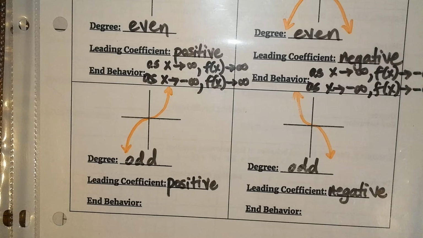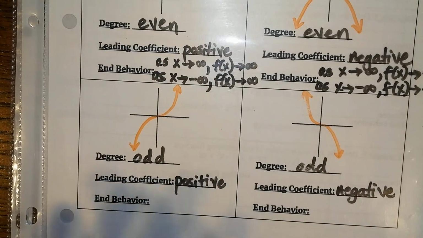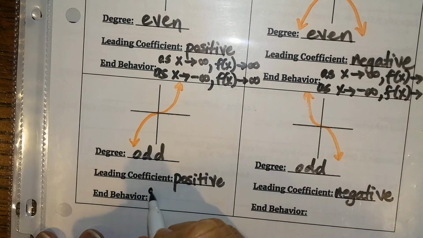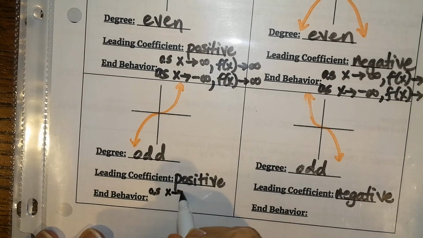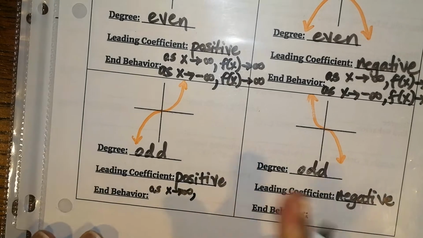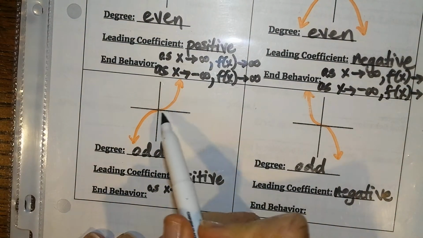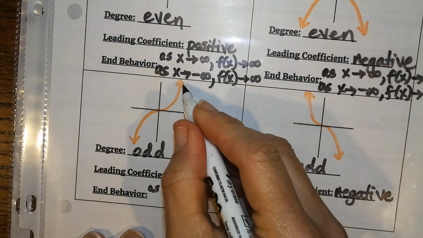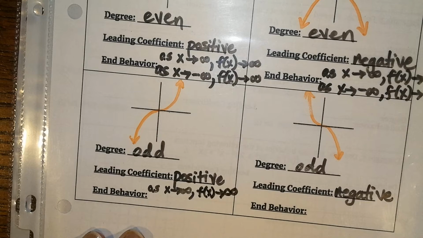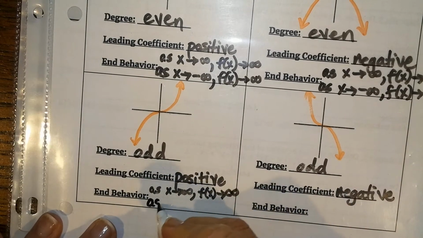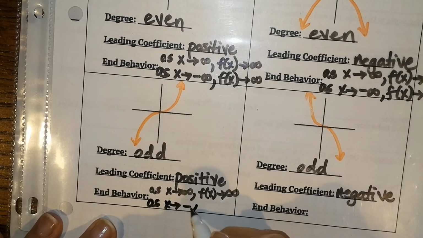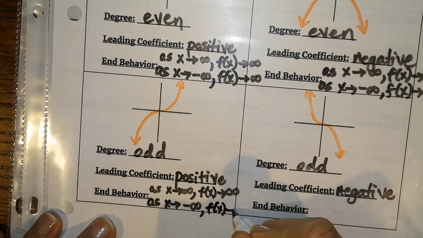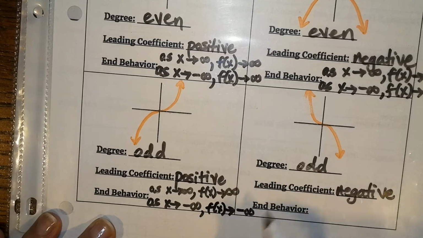Then, of course, we will continue for odd. Same notation, different locations. So as x goes to infinity, that's on the right, the y's, or f of x, is going up to positive infinity. As x goes to negative infinity, or to the left, the y's are going down. So we say negative infinity.